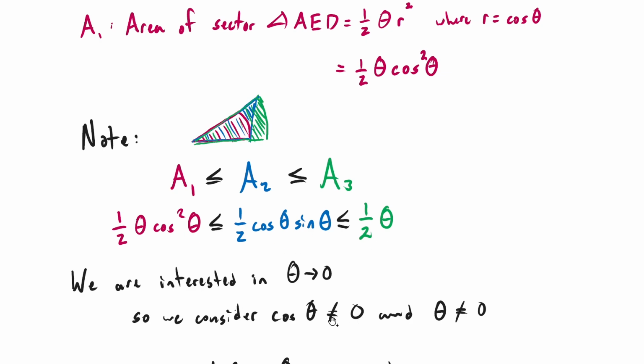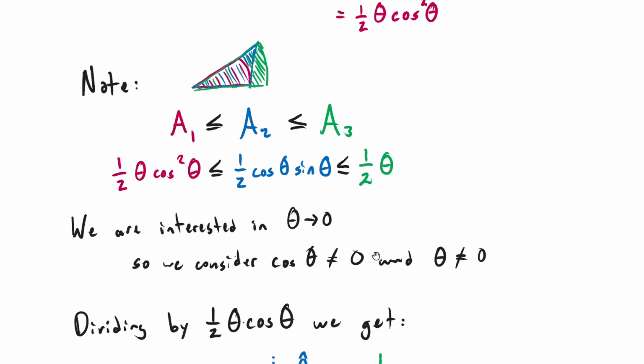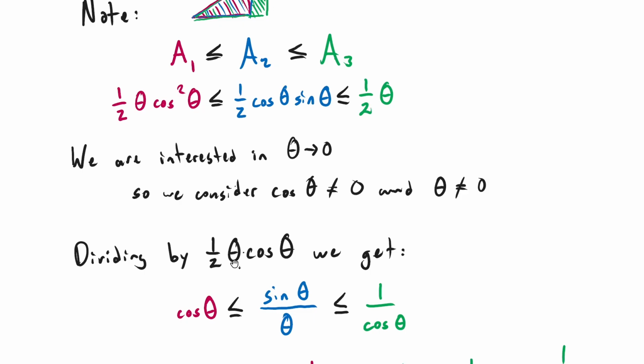We're allowed to divide by cosine here because it's not going to be equal to 0, because we're going to be close to a value of 0 when we're talking about our limit. Moreover, when we talk about limits, we're going to talk about theta not being equal to 0 because we're just approaching it. That means we can divide by cosine and divide by theta. Let's also divide by that pesky 1/2 as well, and when we do, we get what we're looking for in the middle. We have cosine of theta is less than or equal to sine of theta over theta is less than or equal to 1 over cosine of theta, also known as secant of theta.